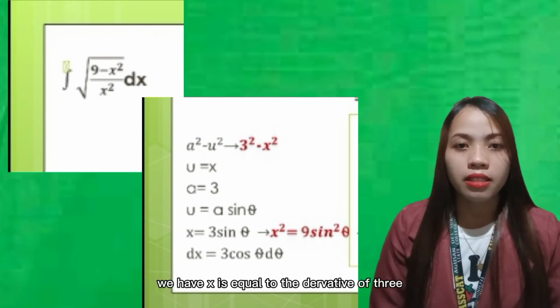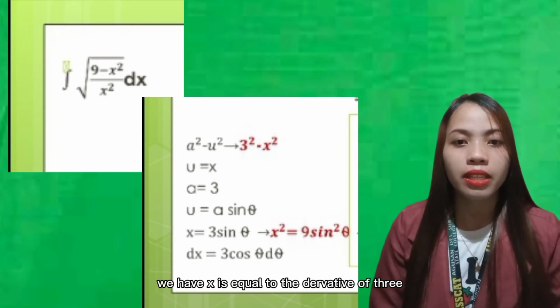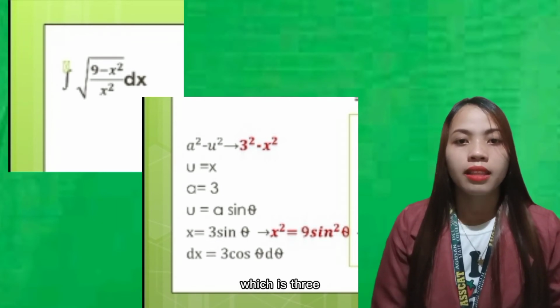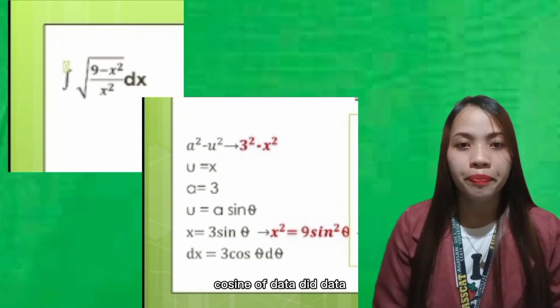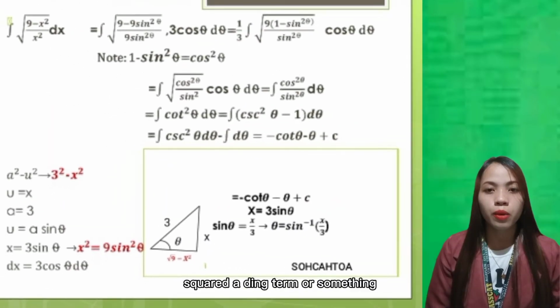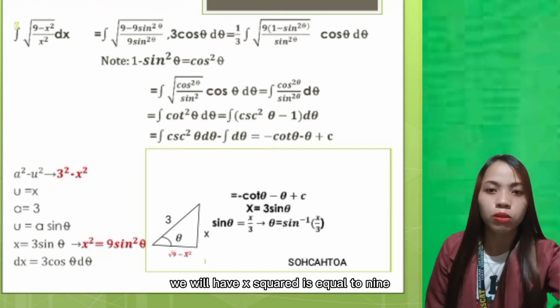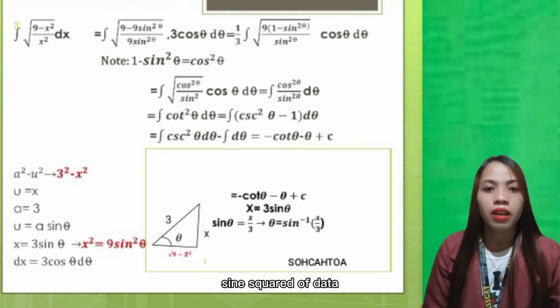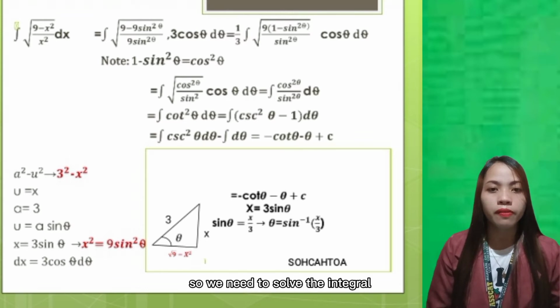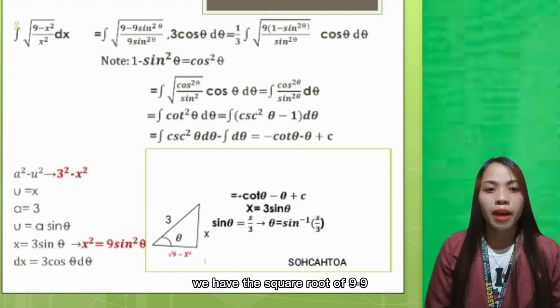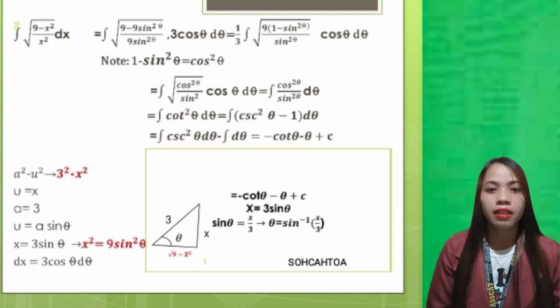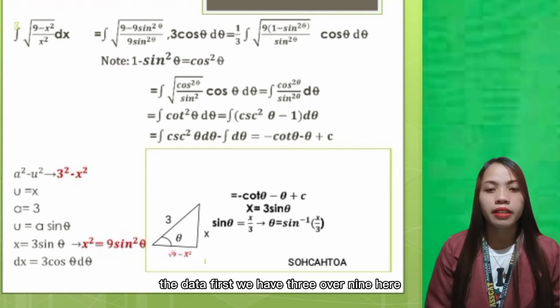Then dx is the derivative of 3 sine of theta, which is 3 cosine of theta d theta. Squaring this, we will have x² equal to 9 sine squared of theta. So we need to solve the integral. We have the square root of 9 minus 9 sine squared of theta, then don't forget dx, which is equal to 3 cosine of theta d theta.